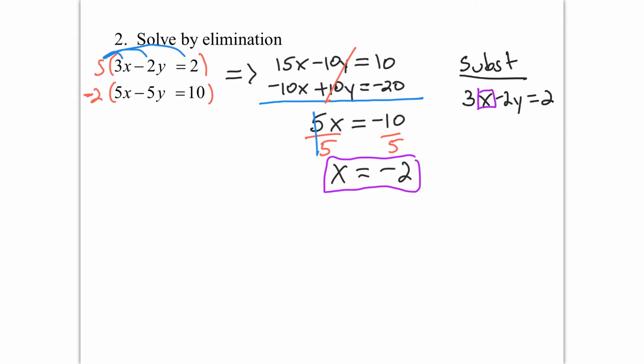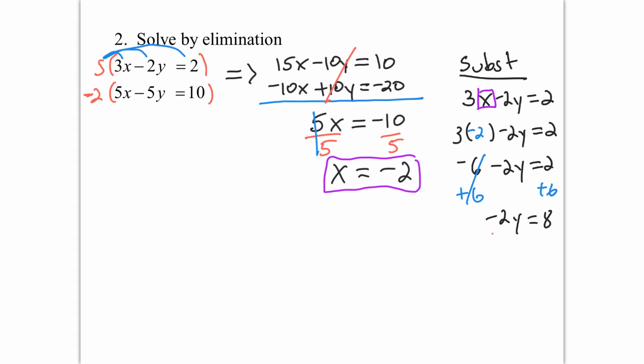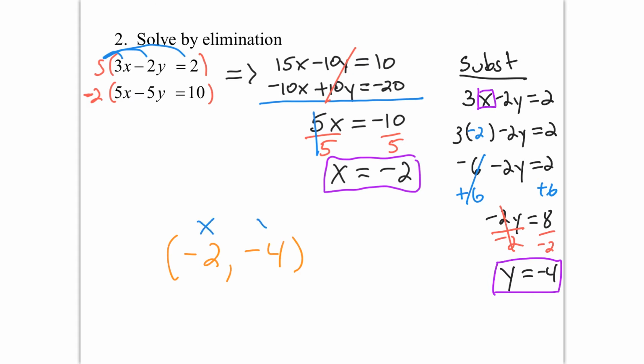X equals negative 2. And we have 3 times, you substitute the negative 2, minus 2y equals 2. And you solve. So 3 times negative 2, that's negative 6, minus 2y. You add 6 to both sides, and we get negative 2y equals 8. Divide. So the y is negative 4. We got the answer. So my solution, remember it's an ordered pair, x always goes first, negative 2, and my y is negative 4. X and then the y.